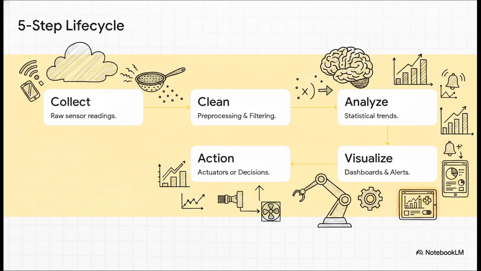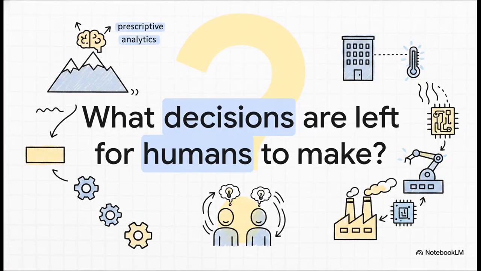Step 3, analyze. We apply our models to find statistical trends and run predictions. Step 4, visualize. We turn those heavy analytics into super clear dashboards and alerts. And finally, step 5, action. The loop closes as the system makes decisions and triggers actuators to physically change the real world. So we've gone from messy, raw data all the way to a fully automated, intelligent loop.